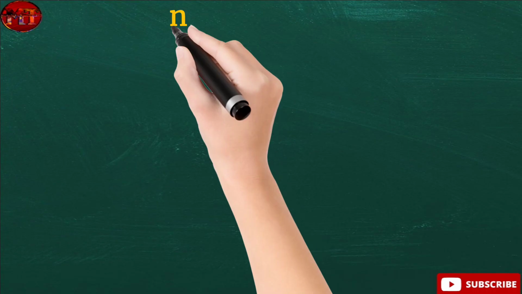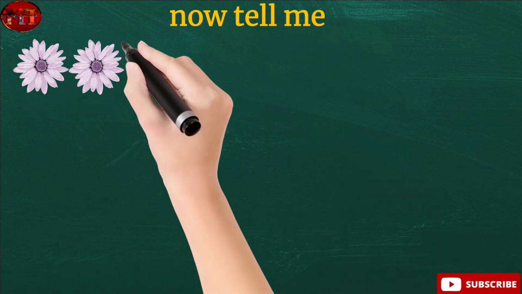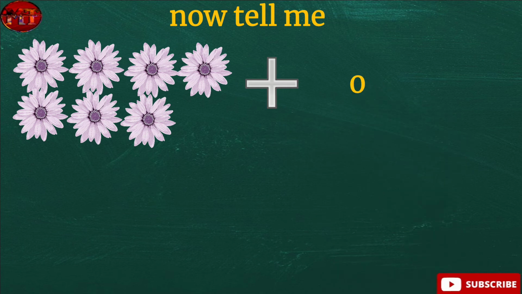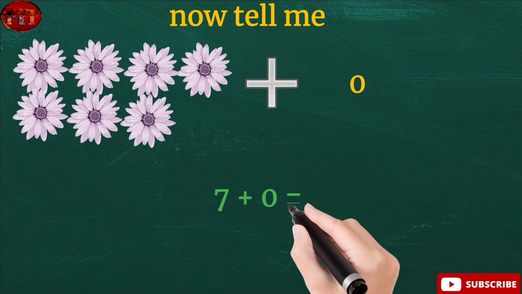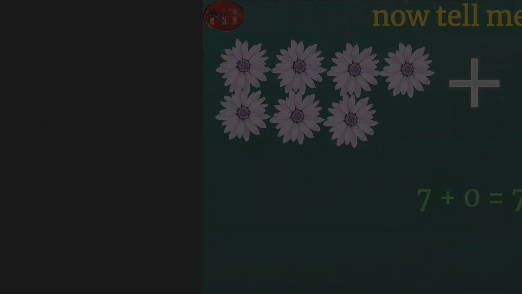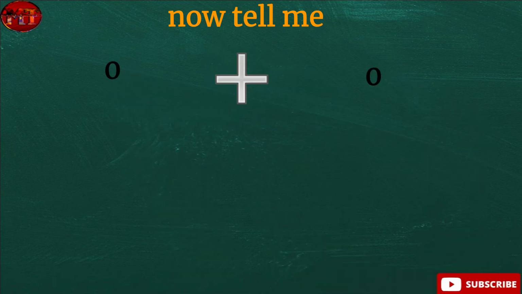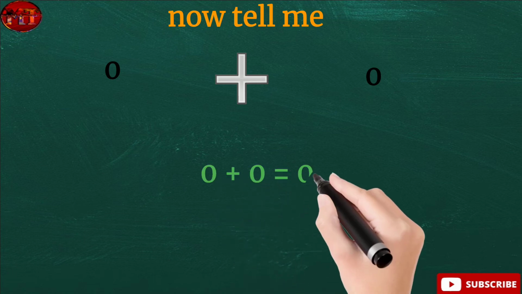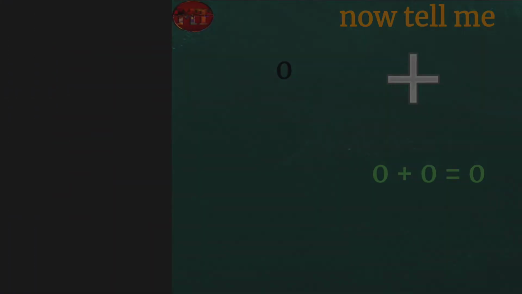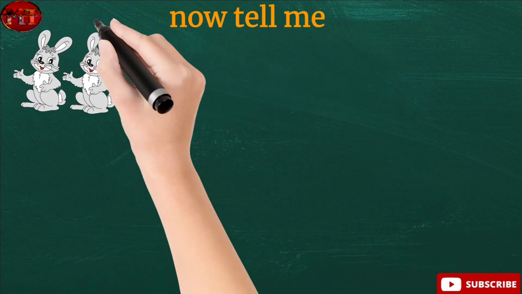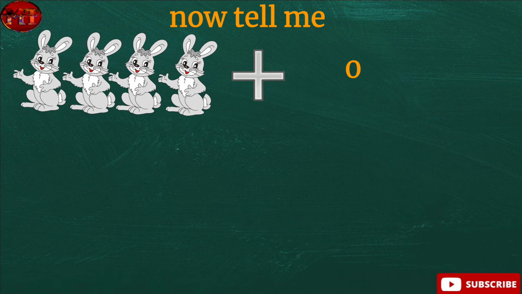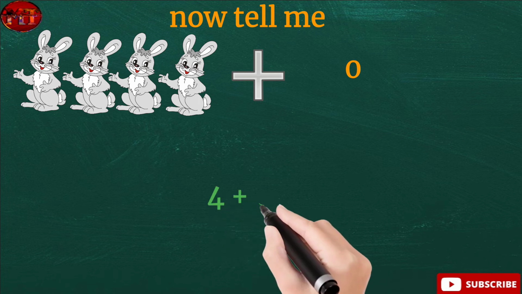Now tell me. 7 plus 0 equal to 7. Now tell me. 0 plus 0 equal to 0. Now tell me. 4 plus 0 equal to 4.